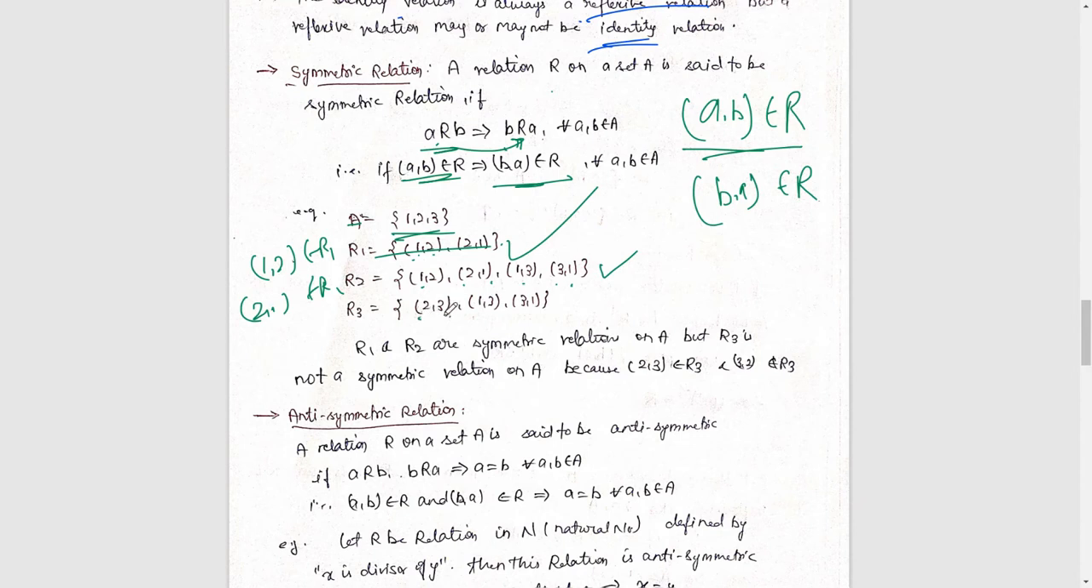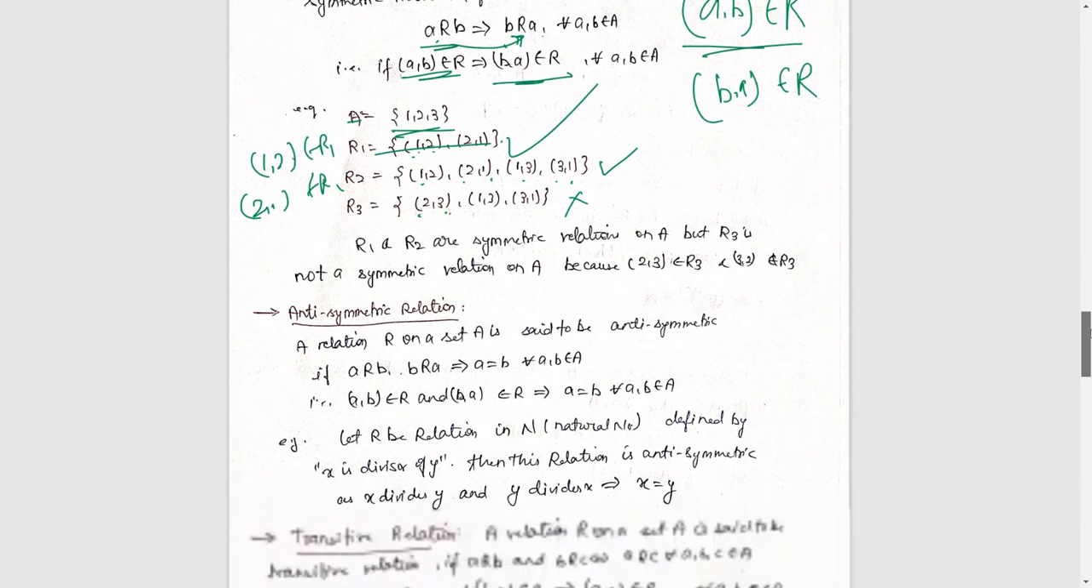But let's see R3. (2, 3) is there, but (3, 2) is not there. So this particular relation is not symmetric. For every element in the set A, if (A, B) belongs to R, then (B, A) also belongs to R. So this is called a symmetric relation.